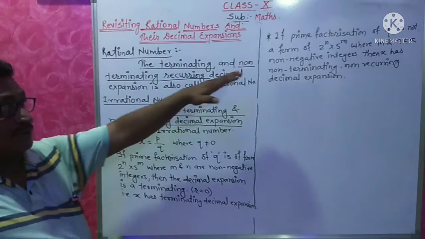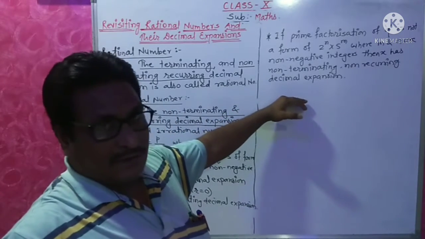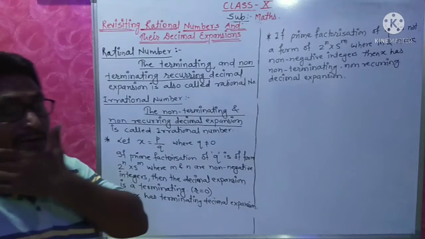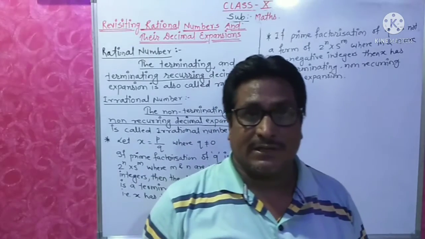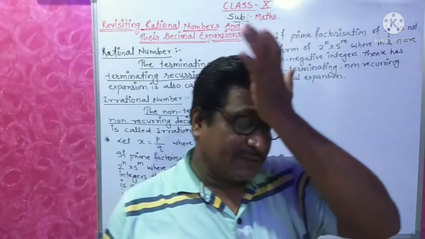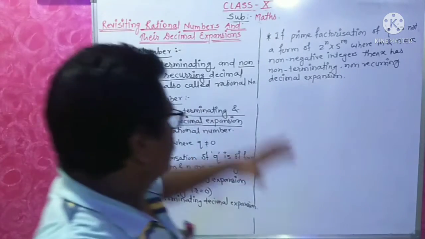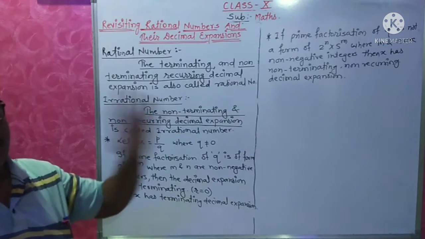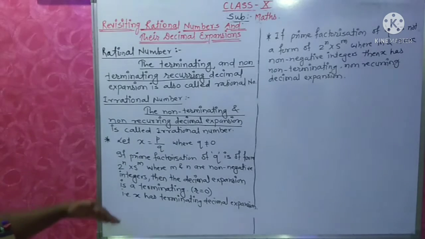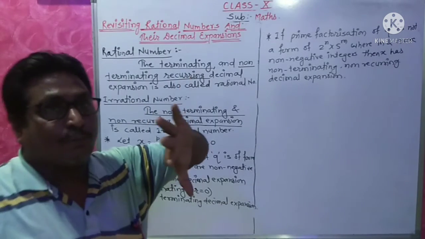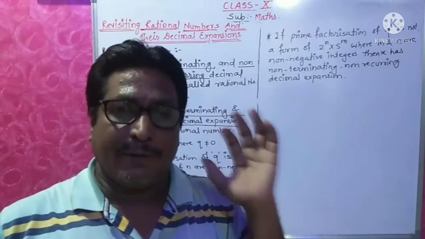So these 2 points are very important. If you understand these 2 points, then you can easily solve the examples. You have to decide whether a number has a terminating decimal expansion or a non-terminating decimal expansion. So through these 2 points we can decide. Hope you understand, students, how to convert P by Q form into decimal expansion and decimal expansion into P by Q form.